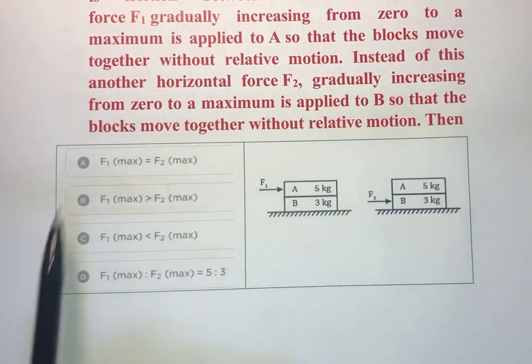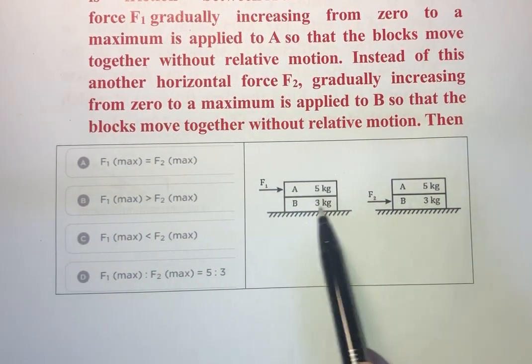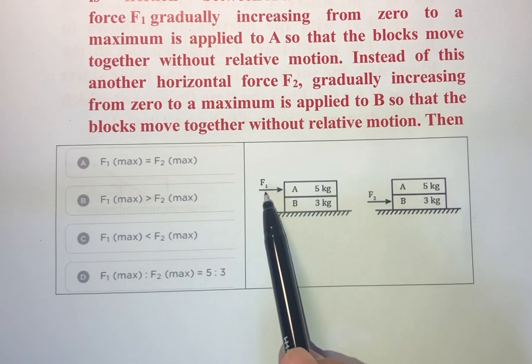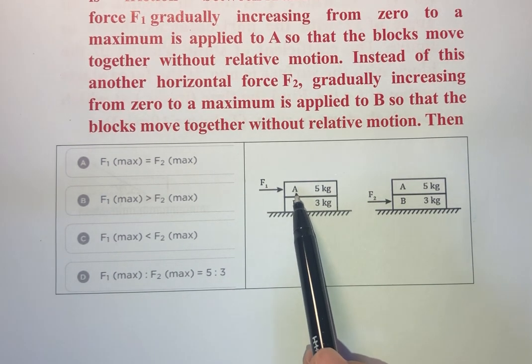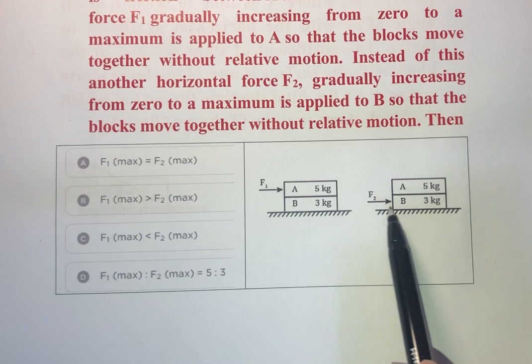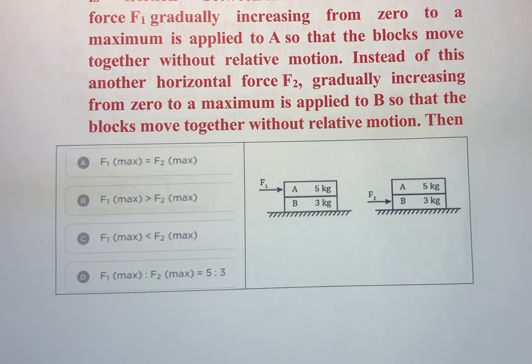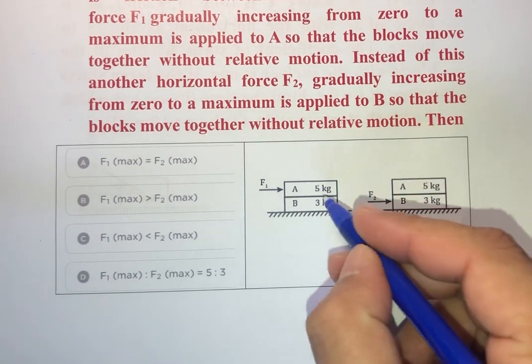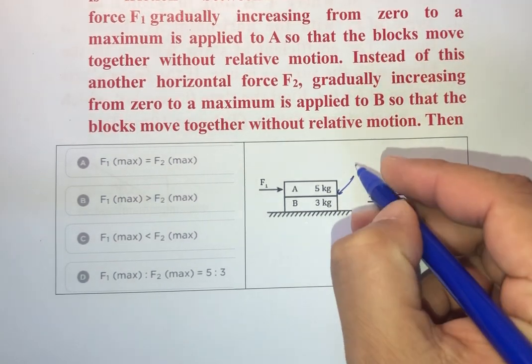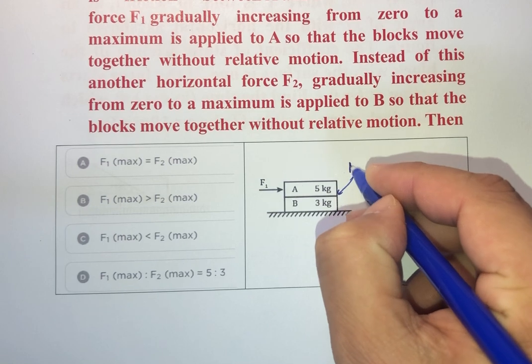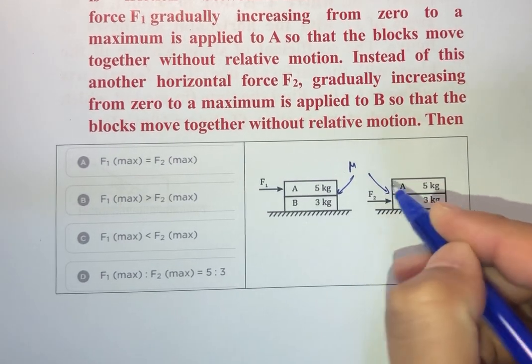So then we have four options, and these are two cases. In the first case, force F1 is applied on A. In the second case, force F2 is applied on B. There is friction between A and B, so let us say there is a coefficient of friction mu between A and B. In both the cases it is the same.